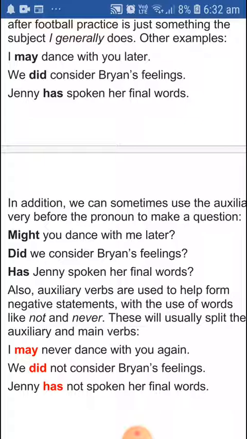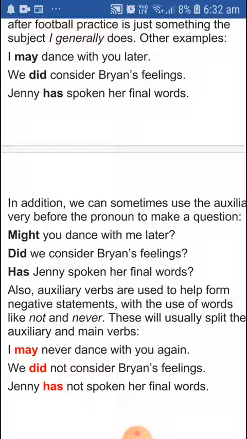So, auxiliary verbs are used to help to form negative statements with the help of words like not and never. So, they can also be used as negative questions, as we saw before that they were used as questions. Now, these sentences are used as negatives. So, let us see some more examples which use auxiliary verbs for making negative sentences.